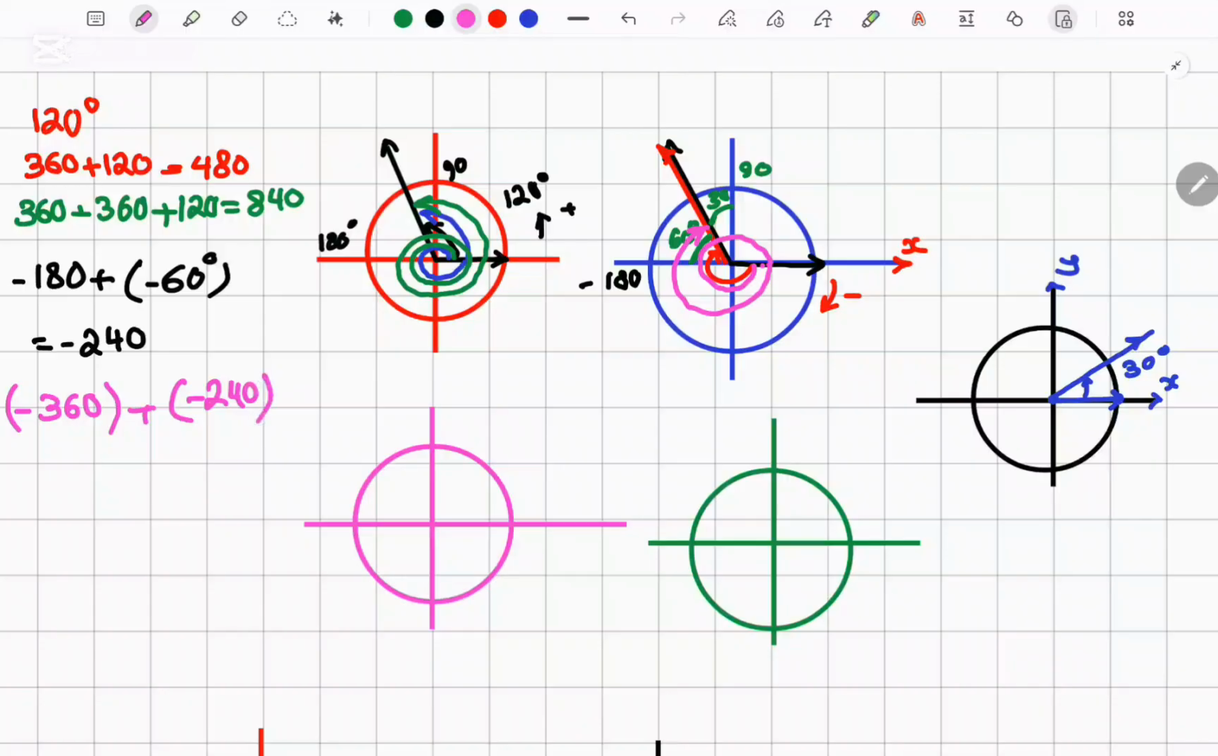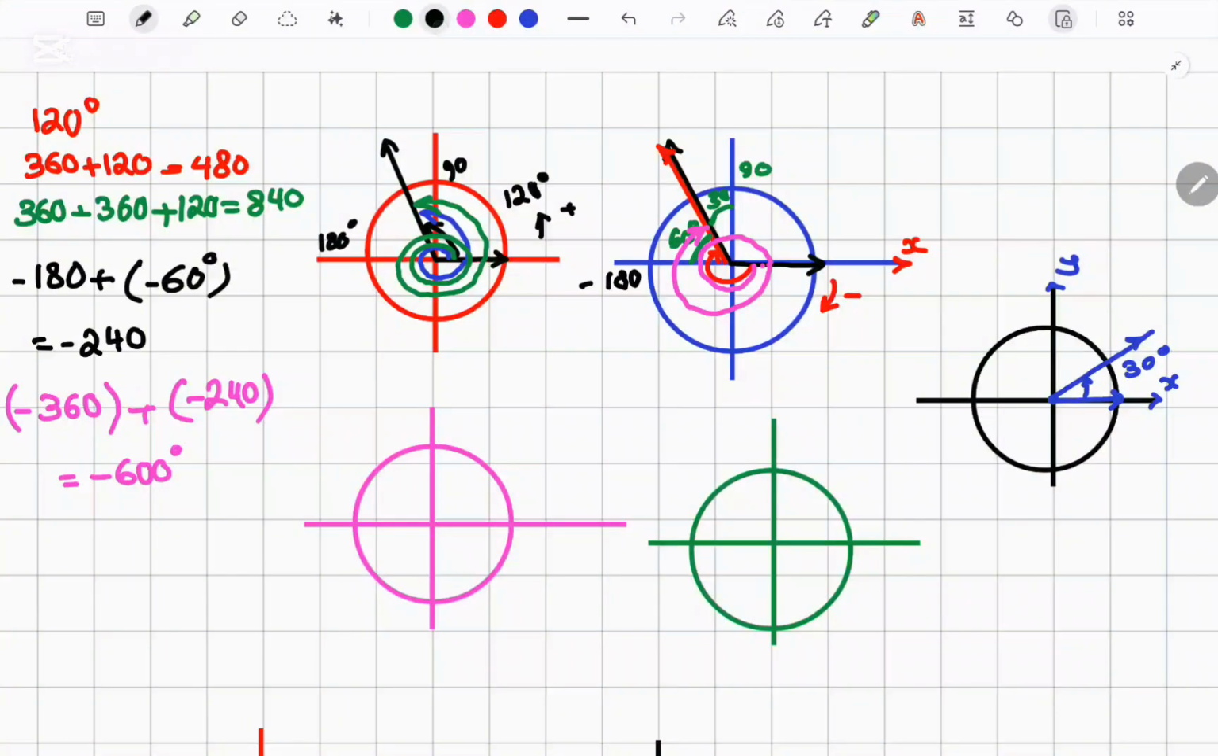So it's going to be 360 plus 240, which is going to be negative 600. That's the other negative coterminal. And you can continue this until infinity. You know, there's no stop for this, okay? I'm going to work with another angle.